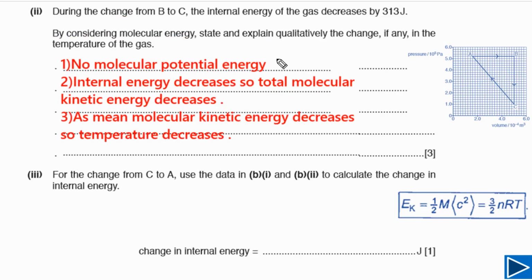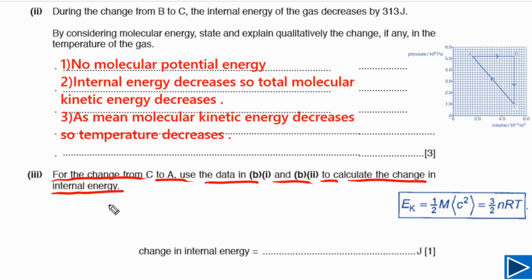So the first point we have mentioned: no molecular potential energy. Second, internal energy decreases, so kinetic energy of molecules decreases. As kinetic energy of molecules decreases, temperature of the gas decreases. For the third part, we need to consider the change from C to A, and we need to use data from B1 and B2 to calculate the change in internal energy.